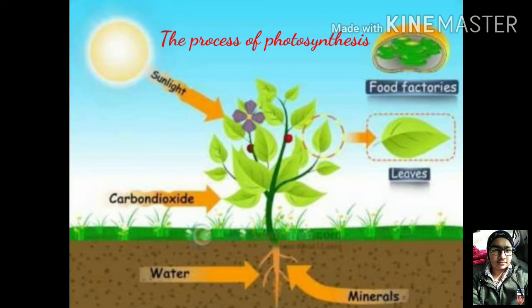Let us know what actually happens during the process of photosynthesis. During this process, some events occur. First, absorption of light energy by chlorophyll. Second, conversion of light energy to chemical energy and splitting of water molecules into hydrogen and oxygen. Third, reduction of carbon dioxide to carbohydrates.